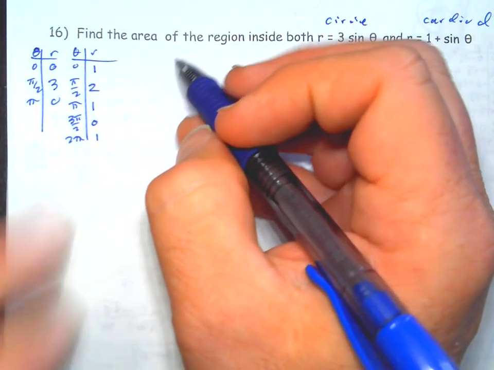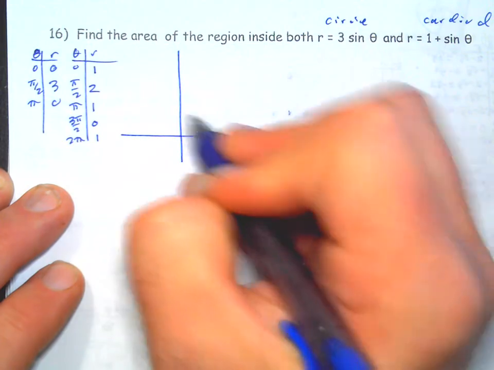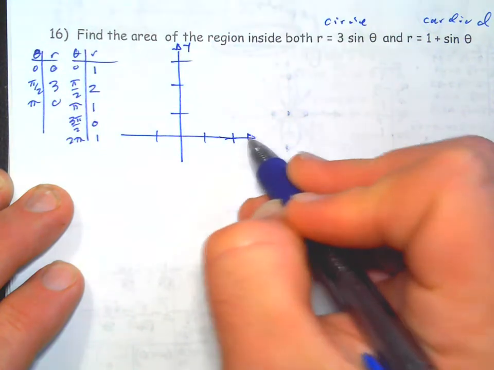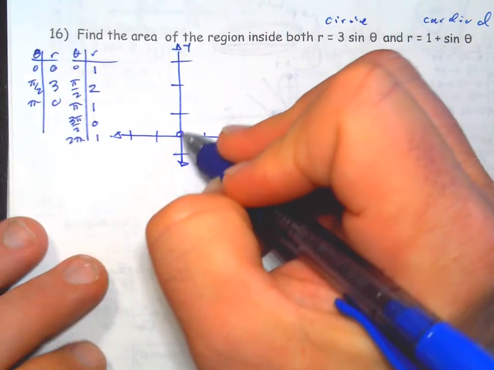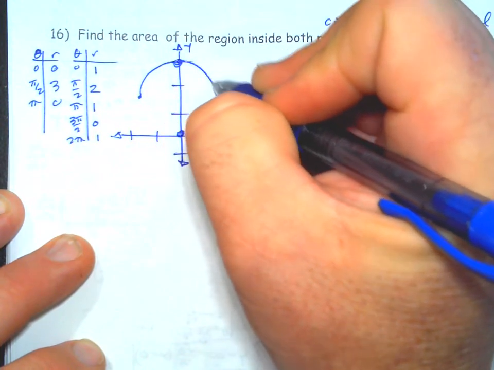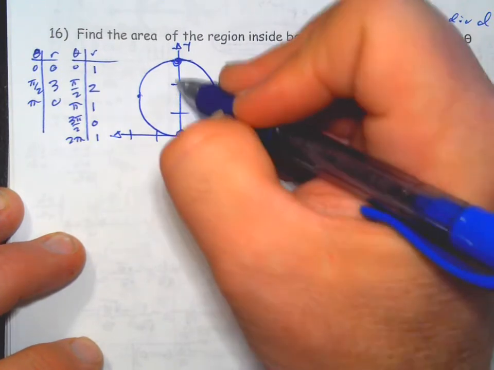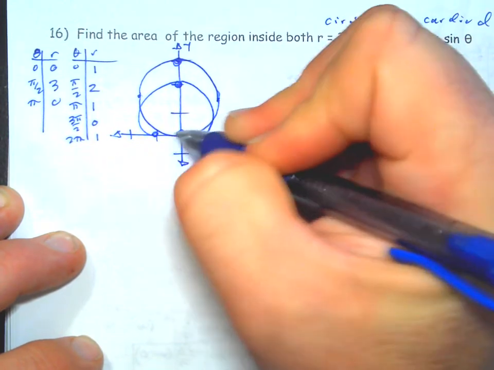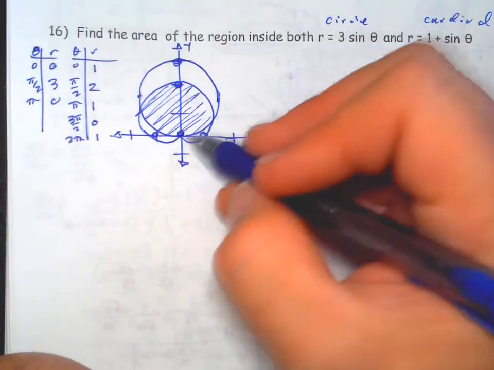So both of these are kind of big in the vertical direction. So 0, 0, 5, 2, 3. So we got a circle. And then you got 0, 1, 5, 2, 2. That's a cardioid. Okay, we're trying to find the area that's inside both of them. So that's going to be all this.